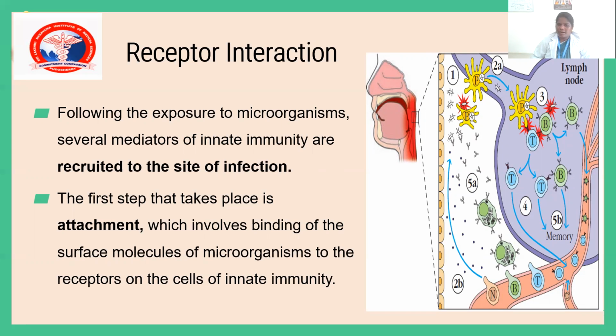If the phagocyte has this toll-like receptor, it takes up the microbes and engulfs them. The phagosome forms, and the lysosome present in the phagocyte fuses with it and forms the phagolysosome. Then later the cells are killed. This is called receptor interaction.